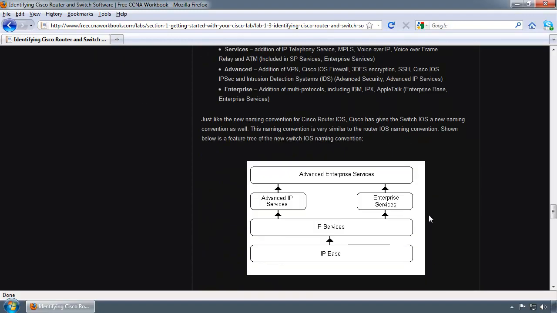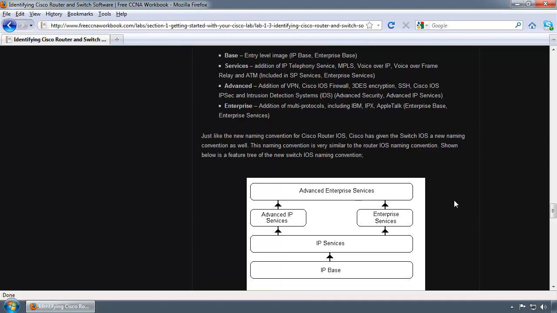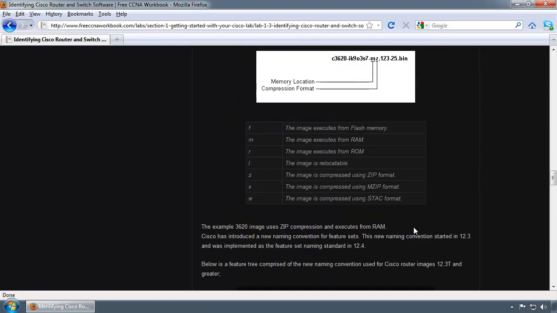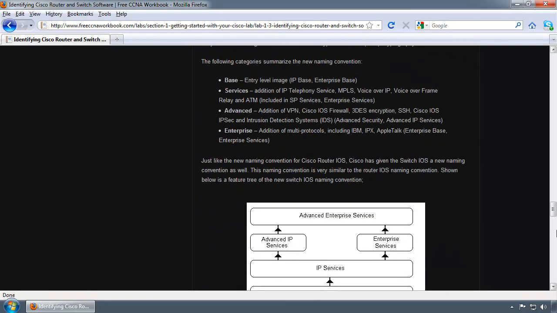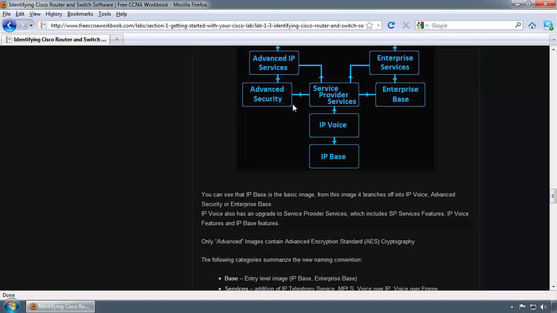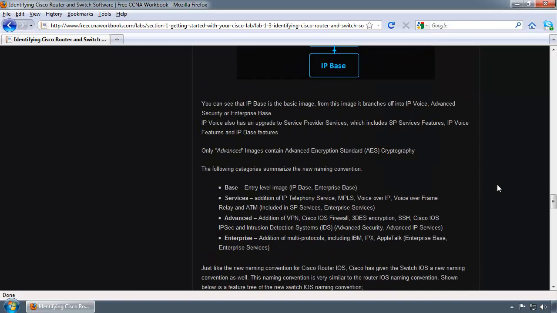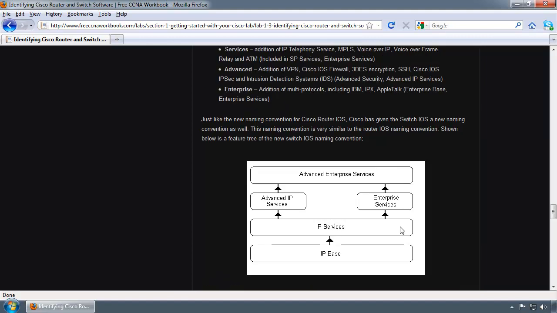Now, prior to 12.25, I believe, if I remember correctly, I may be wrong, the switch naming convention was very similar to the routing naming convention here, and it was very confusing. However, later images use a newer naming convention, which is very similar to the iOS naming convention here as of 12.3T and later. And they did this because they wanted to unify a naming convention, so to speak, and make it easier to understand.